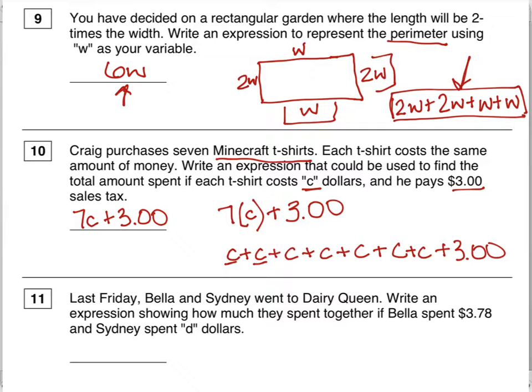Moving on to problem 11. Last Friday, Bella and Sydney went to Dairy Queen. Write an expression showing how much they spent together if Bella spent $3.78 and Sydney spent D dollars. Well, how much did they spend together? We're just going to add those together. So I have Sydney, who has D, so D plus Bella spent $3.78. In addition, order doesn't matter, so it could also be $3.78 plus D. Either of those is correct.